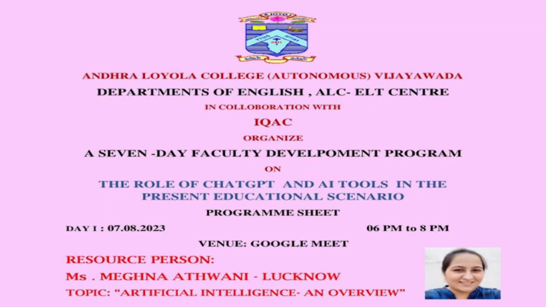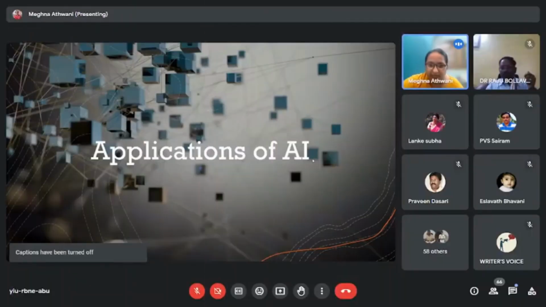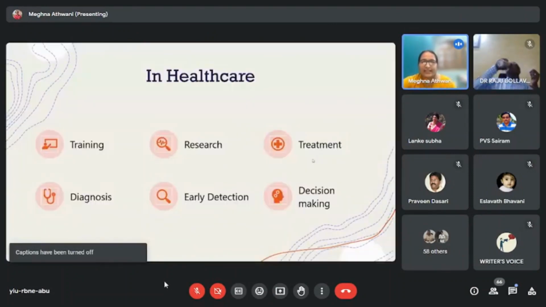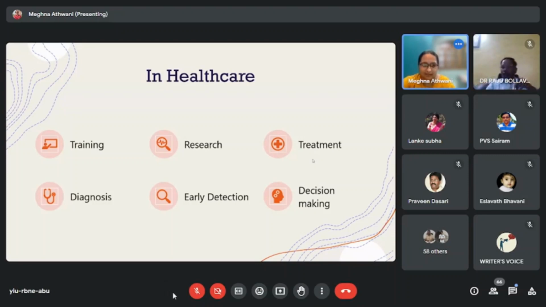Now, applications of AI. We know that AI is everywhere, but how is AI everywhere? In healthcare, in the field of medicine, we start from training. We can train doctors and nurses how to go about it. There are so many diseases, new diseases that are coming up, and we have so many personnel to teach. We have fewer teachers, but a lot of training that can be given. AI is helpful in that.